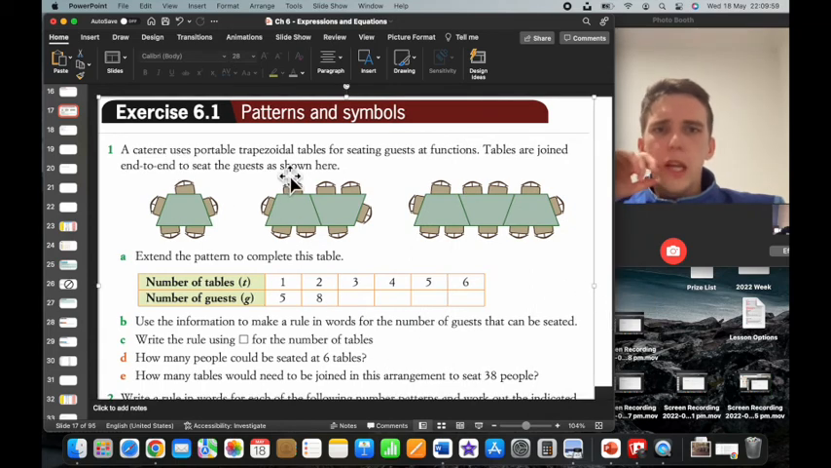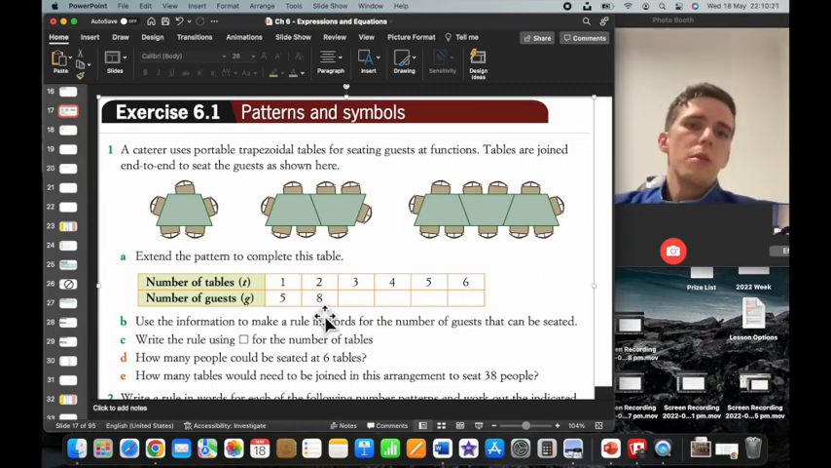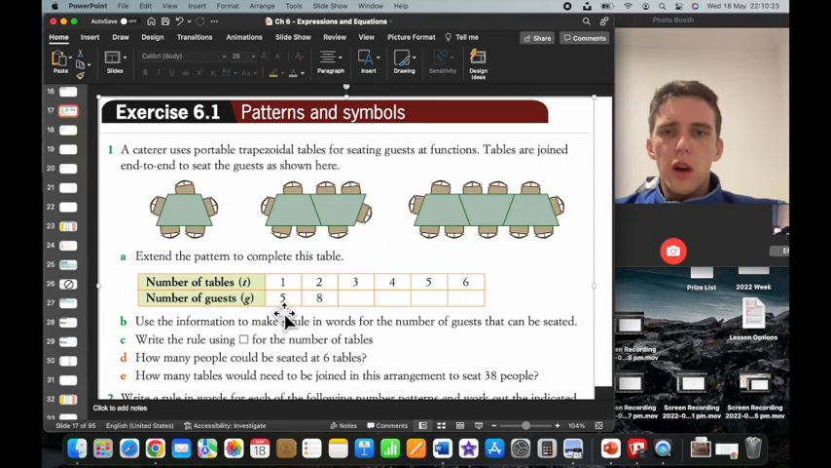What we've got is tables, number of tables, 1, 2, 3, 4, 5, 6. How many chairs are going to be at each table? So A is asking you to fill in these missing blanks. You can see the number of guests is going up by 3 every time that we're adding a table. So it's going to go 5, 8, 11, 14, 17, 20.